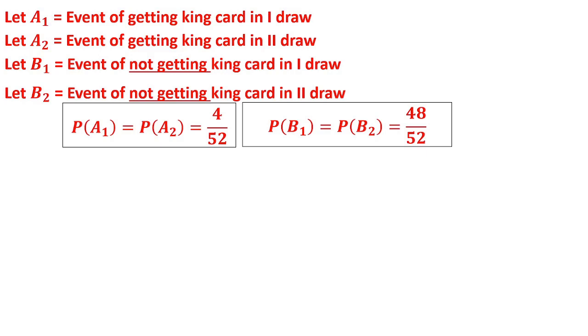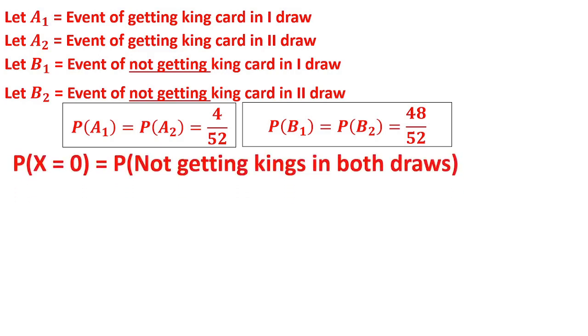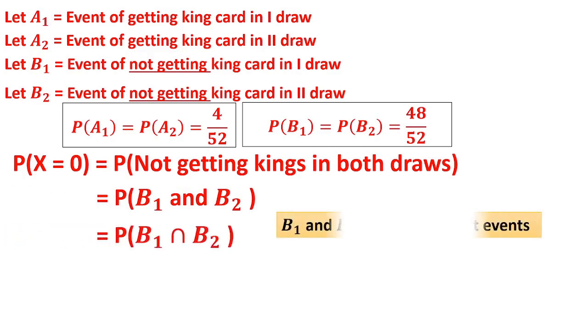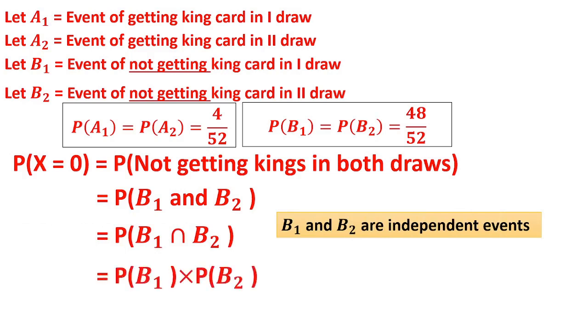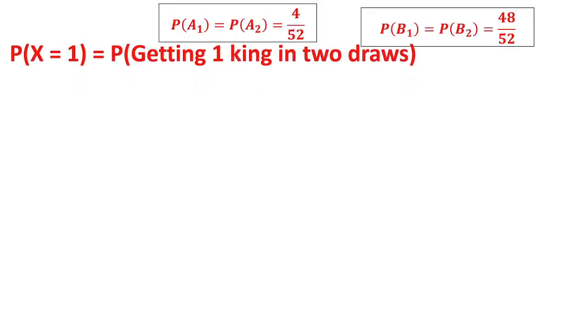Now let me go for finding the probability of not getting a king in both the draws. What is the meaning? First draw also not king, second draw also not king. Therefore B1 and B2. This is a problem of with replacement, therefore both are independent. Multiply the probabilities by the theorem on independent events. Therefore, the answer is 144 by 169.